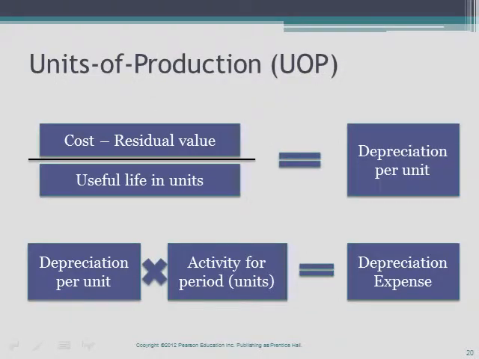In the units of production method, a fixed amount of depreciation is assigned to each unit of output or service produced by the asset. Depreciable cost is divided by useful life in units of activity or production to determine this amount. This per unit depreciation expense is then multiplied by the number of units of activity or units produced each period to compute depreciation. The amount of units of production depreciation varies with the number of units the asset produces.